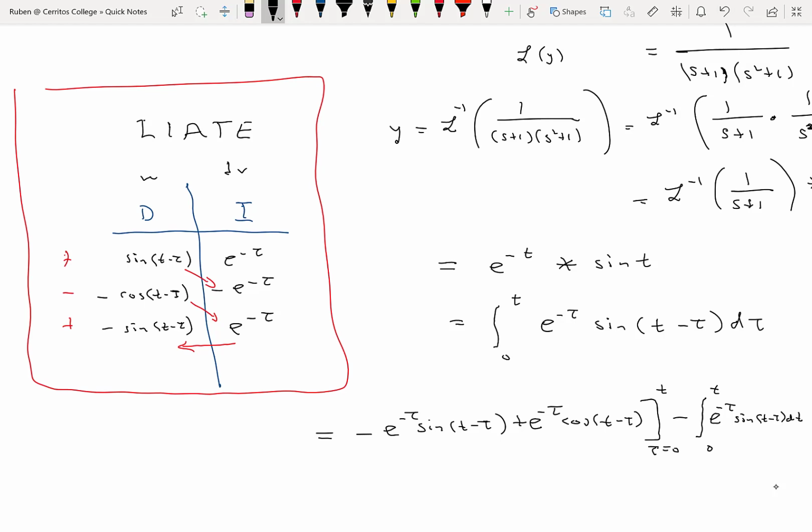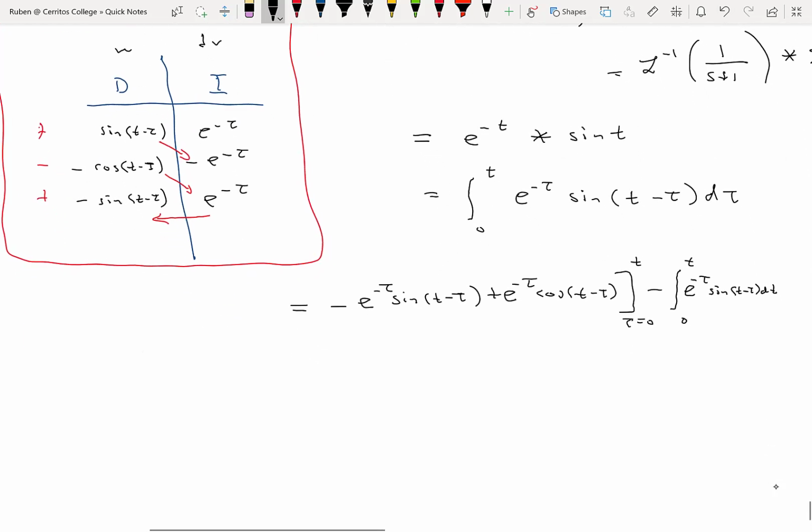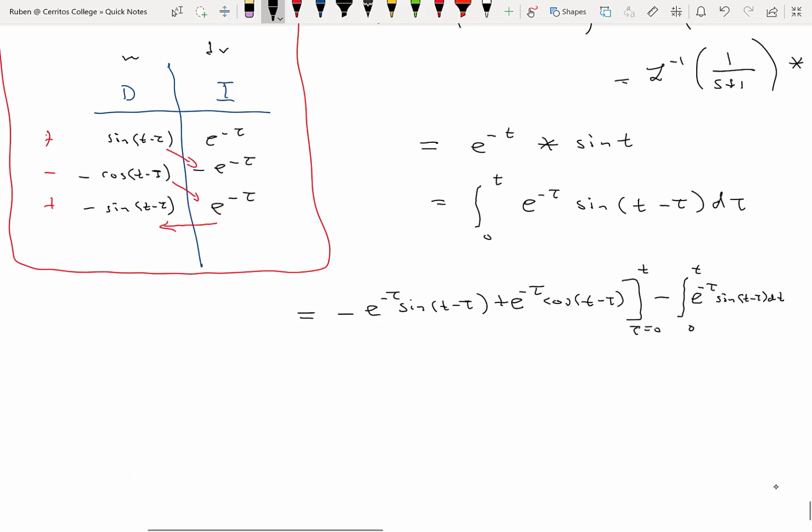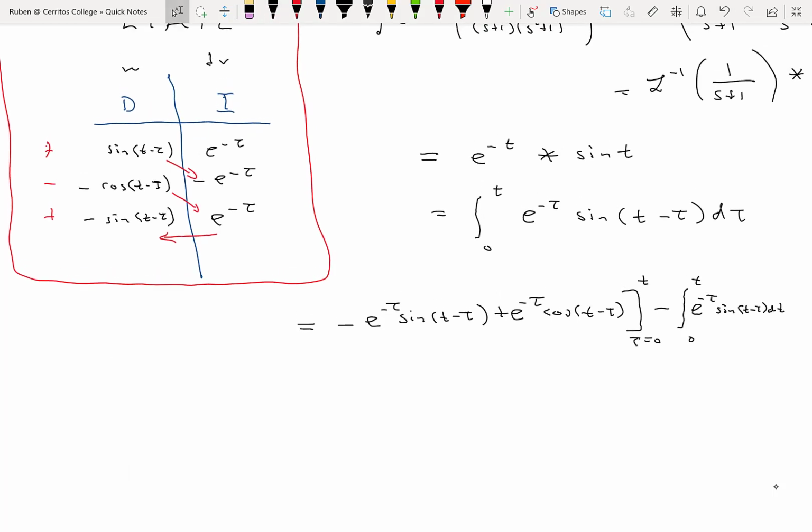Okay? So very, very carefully, we're going to evaluate the first two terms that have been integrated. So substituting tau equals t into minus e to the minus tau sine t minus tau, we get 0 from the sine of t minus tau term.